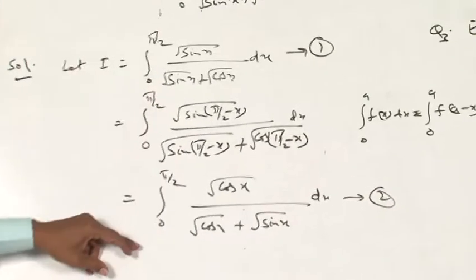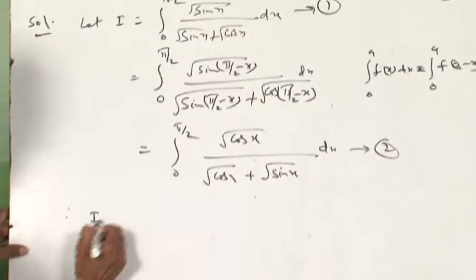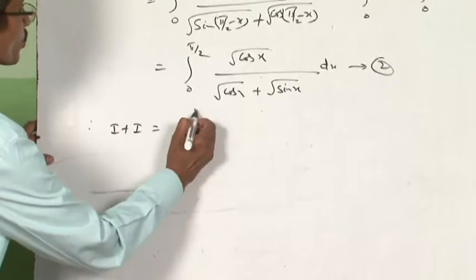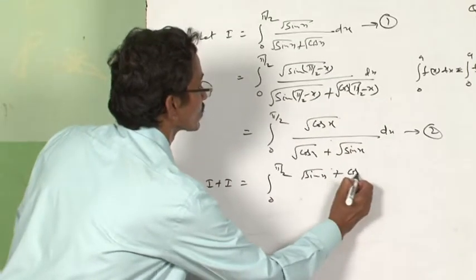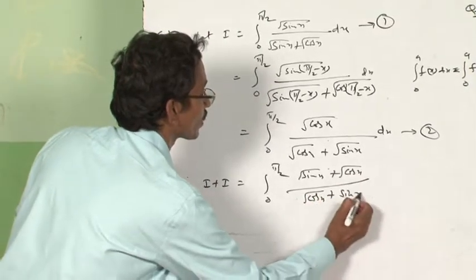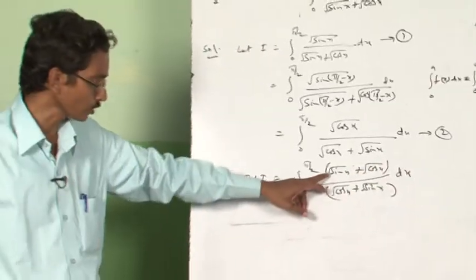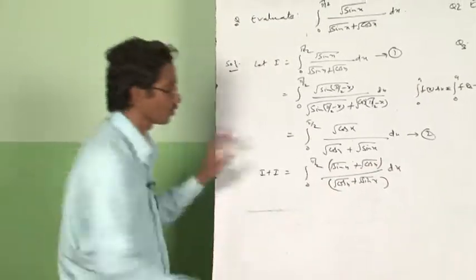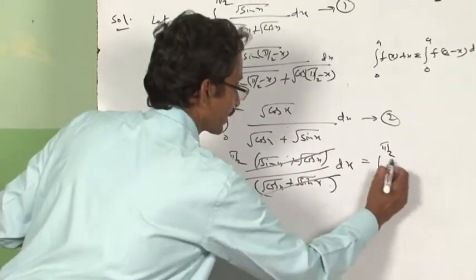Now, adding 1 and 2, what we get, can you expect? Yes, I plus I is equal to integral 0 to pi by 2 of square root of sin x plus square root of cos x upon square root of cos x plus square root of sin x dx. See here, both the numerator and denominator are the same. So, I can cancel this, and you will get integral 0 to pi by 2 dx.